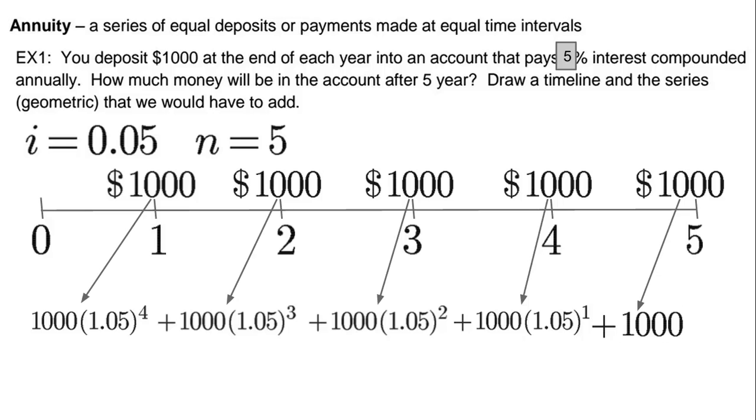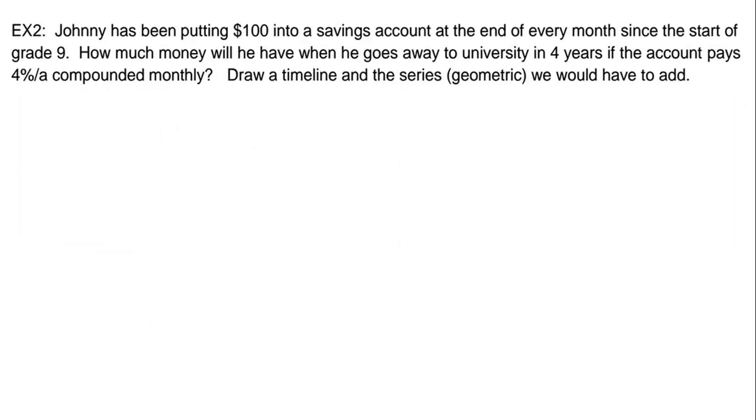So we can go back and actually calculate that, but we're going to do that in a new example. Johnny's been putting $100 in the savings at the end of every month since the start of grade 9. And 4 years later, he wants to go away to university. The account pays 4% per year, compounded monthly. We're going to draw a timeline in this series.